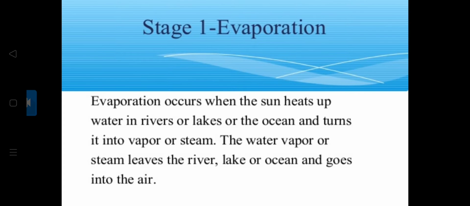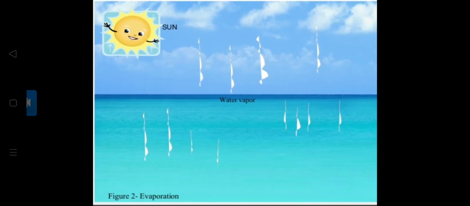Evaporation occurs when the sun heats up water in rivers or lakes or the ocean and turns it into vapor or steam. The water vapor or steam leaves the river, lake or ocean and goes into the air. This is what happens.